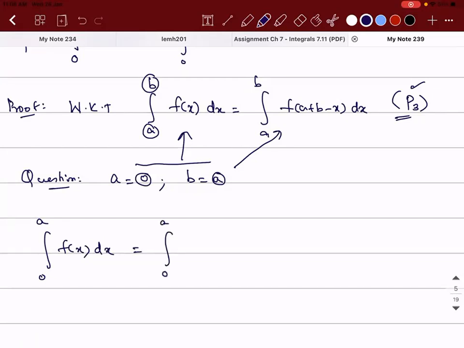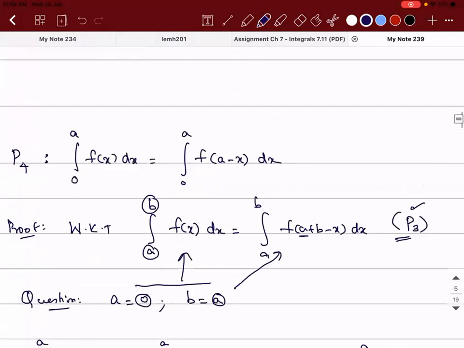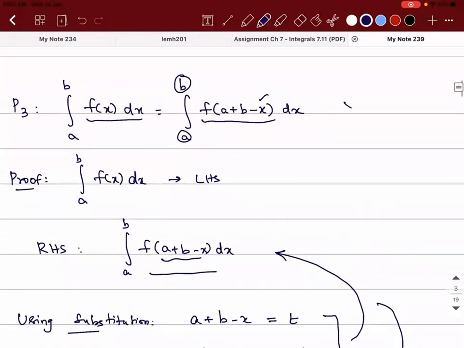I'm going to do 0 to a. It will be f of (a is going to be 0 plus b is going to be a, and x is x only). So this is going to be equal to integral of 0 to a f of (a minus x) dx. So this is very simple. Here I would like to stress one important point, that P3 is a very, very, very important property. This is the one which we use in many problems to solve them in few steps.